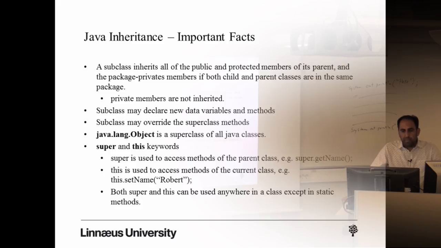Other than inheriting all the public and protected members of its parents, a subclass may declare new variables or new methods according to its needs, and it may also override. What does override mean? Method overriding means when a parent and child class have a method with the same name. In that case, the method is overridden by the subclass, and if the method is not defined in the subclass, then the object of the subclass can use the methods of its parent class.